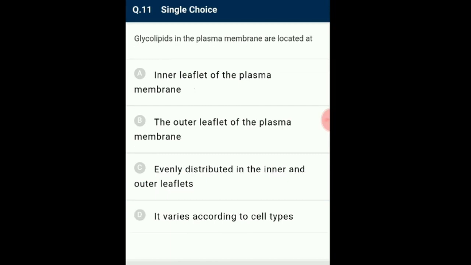Question number 11. Glycolipids in the plasma membrane are located at. Glycolipids in the plasma membrane are located at the outer leaflet of the plasma membrane. So the correct option for this question is option B.